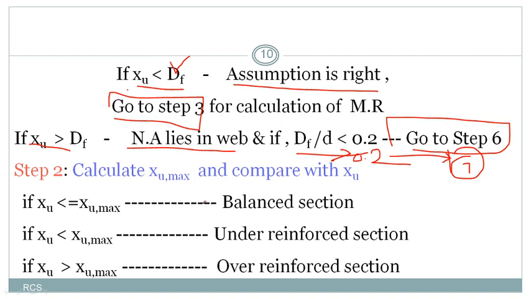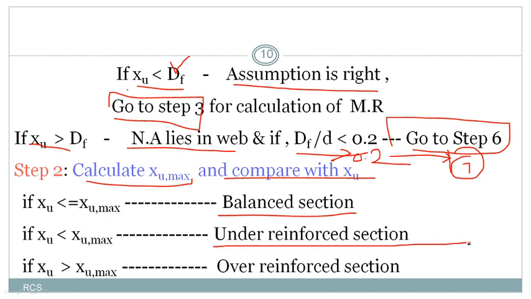So in step number 2 here, we have to calculate the maximum depth of neutral axis, and then we have to compare it with our xu to decide what type of section it is. If xu is equal to xu max, that is the balanced section; if xu is less than xu max, it is an under reinforced section; and if xu is greater than xu max, that is an over reinforced section. So this xu value is applicable when we consider that our neutral axis falls in the flange. This condition of xu is applicable to only case 1.